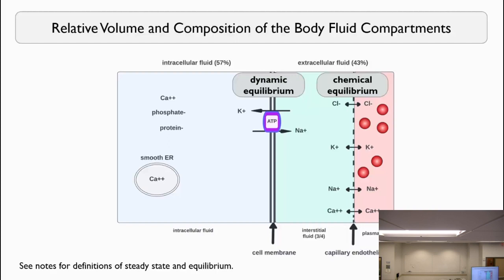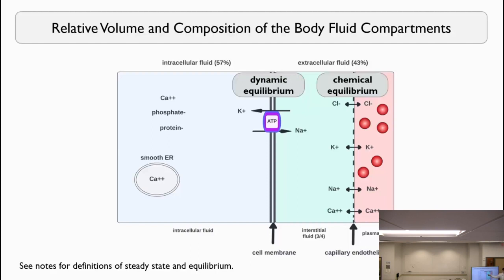Now, there is another equilibrium that is a bit more difficult to understand. It's the dynamic equilibrium, also known as dynamic constancy. It's constant, but dynamic. This is the concept that explains that we have two compartments that are maintained in a relatively constant size and with relatively constant compositions, even though they are totally different. How do we get that?